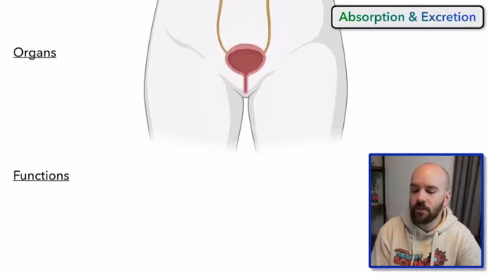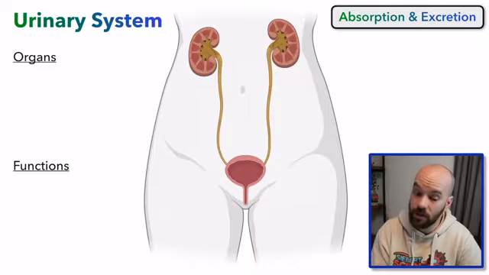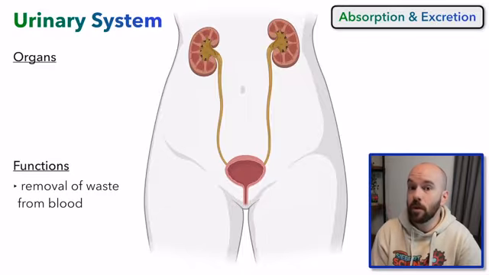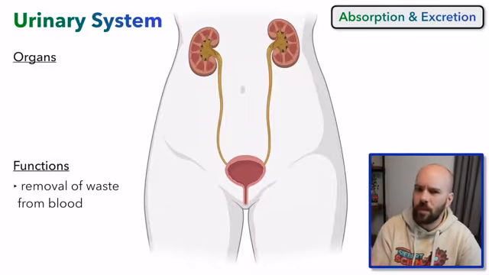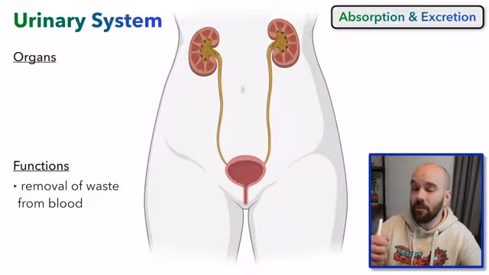All right, our other system involved in absorption and secretion is the urinary system. The urinary system's main function is going to be removing waste from the blood. A lot of people maybe don't know this, but whenever you produce urine and you urinate, where did that urine come from? It actually came directly from your bloodstream. It's going to be filtering out fluid from your bloodstream.